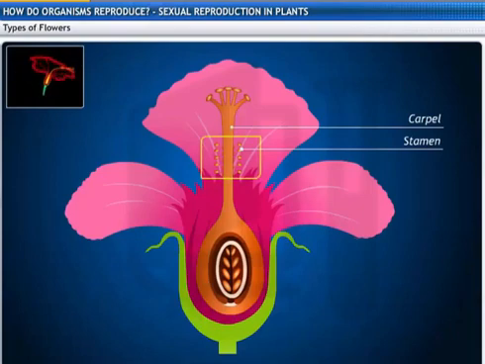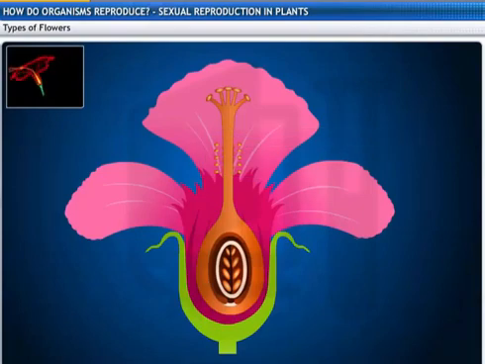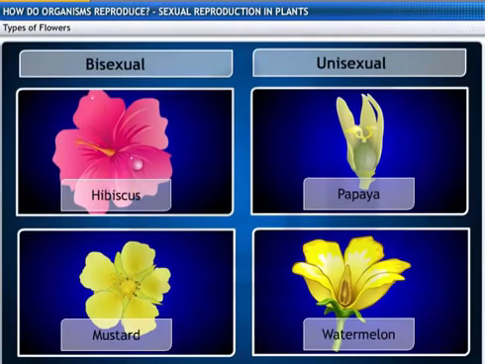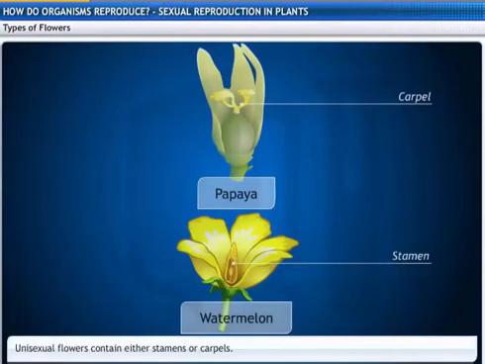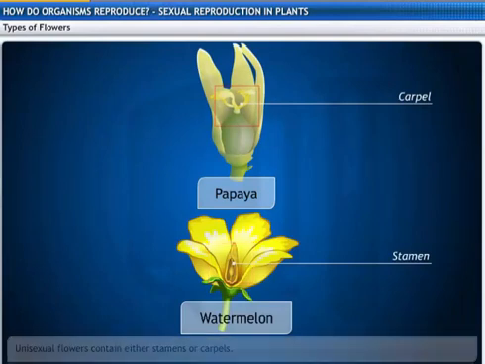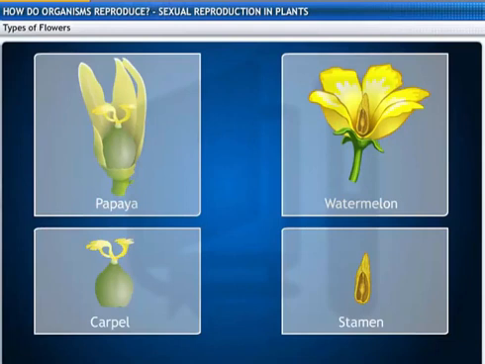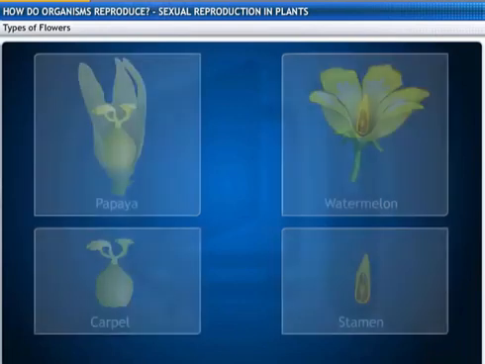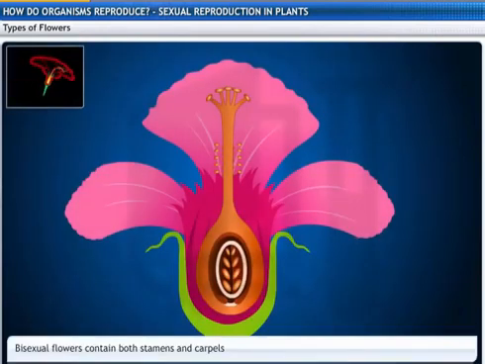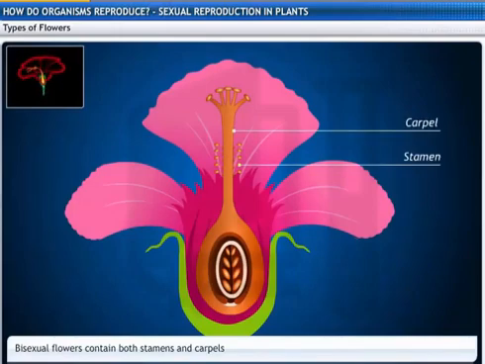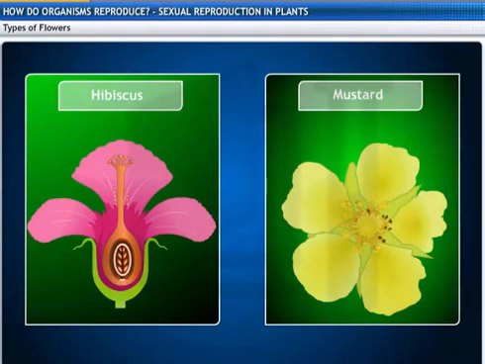So, every flower has stamens as well as carpels? Not necessarily. Flowers can be bisexual as well as unisexual. A unisexual flower contains either stamens or carpels. For example, papaya and watermelon are unisexual flowers. A bisexual flower is one which contains stamens as well as carpels. For example, hibiscus and mustard flowers are bisexual.